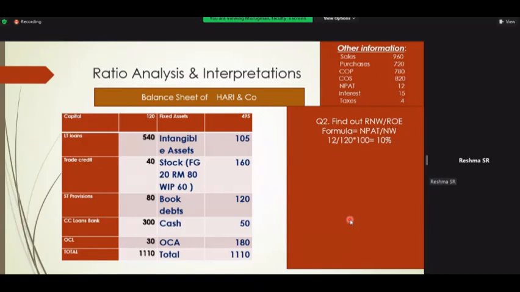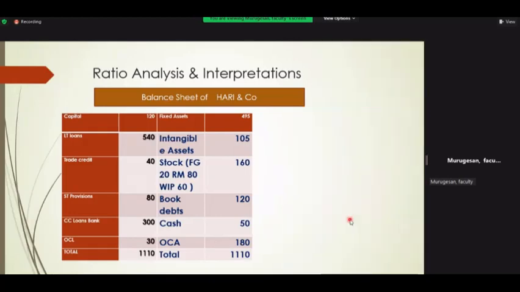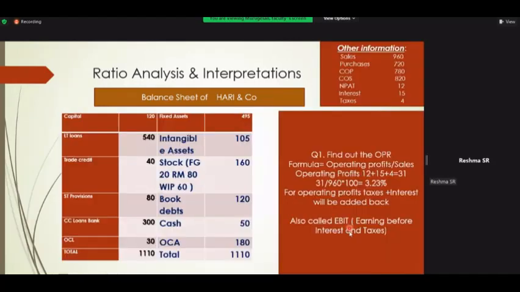Sir, in that we are adding that tax and interest, no? The operating profit. Yes, madam. Then can we say that it is earning before interest and tax? Yes, that is why operating profit is nothing but earning before interest and tax. That will not be given separately, so they will give it indirectly. They have already given net profit after tax. Interest they have shown separately. Taxes they have paid, shown separately. So to get operating profit, that is EBIT, to 12 you have to add back 15, add back 4. So that will become the EBIT.